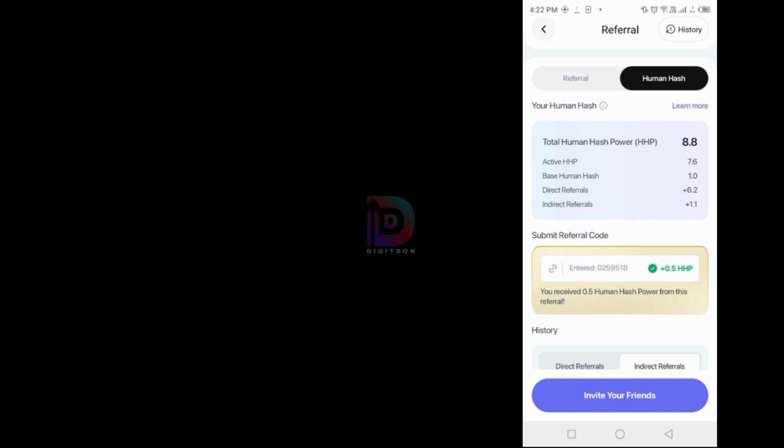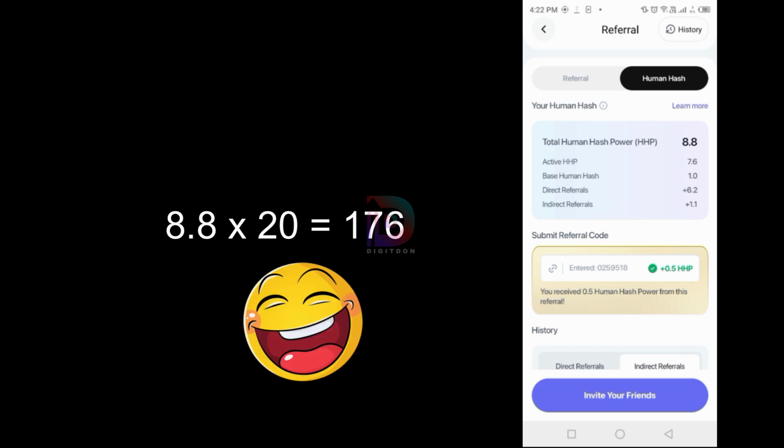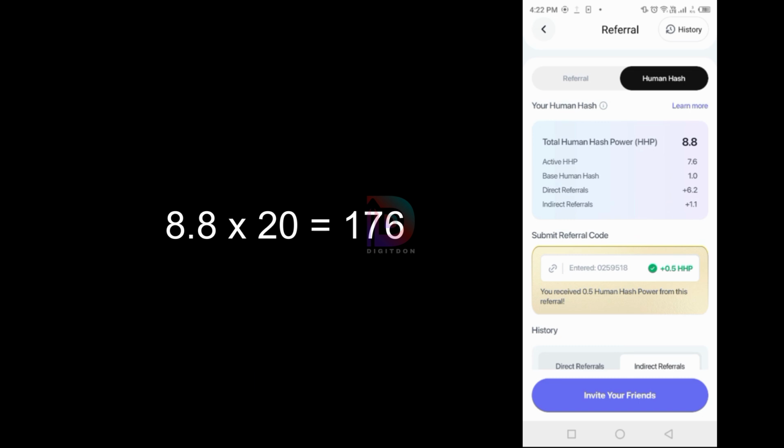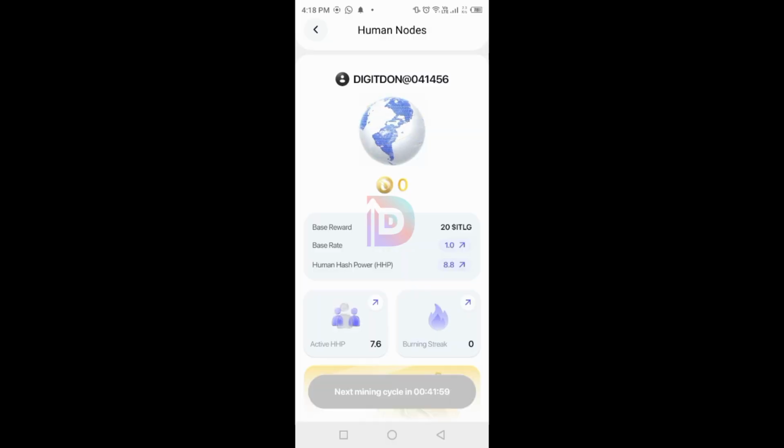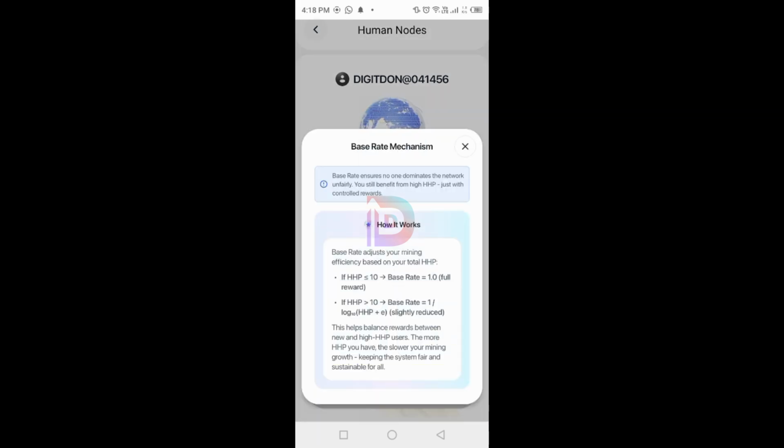Suppose all my direct and indirect referrals were active. They availed all the 6 mining sessions, airdrops, in the last 24 hours. Then my total HHP and active HHP will be the same, 8.8, and I will get 176 ITLG in the next mining session. Here, I would like to clarify a little point that your base rate will remain at 1 until your total HHP reaches 10.